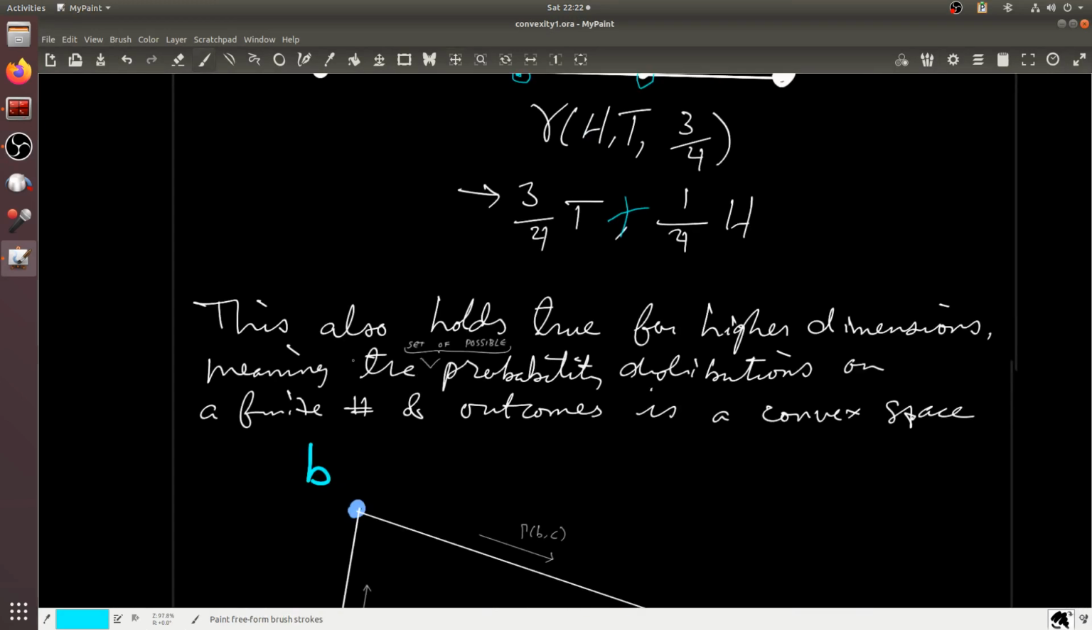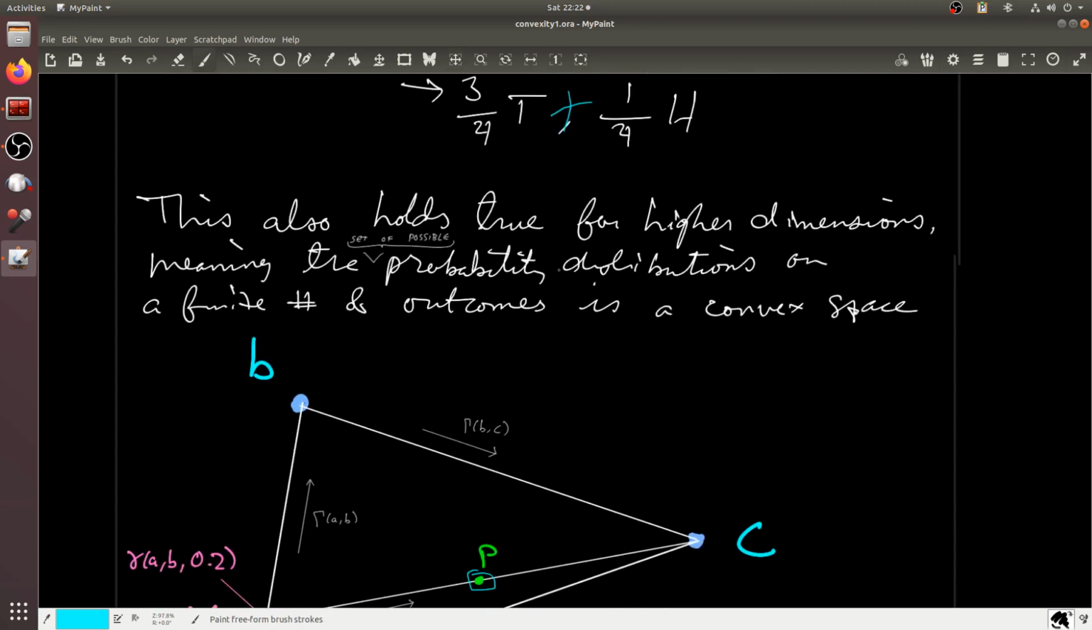Anyway, so this also holds true for higher dimensions, meaning the set of probability distributions on a finite number of outcomes is a convex space. For example, if your outcomes were the alphabet, you want a probability distribution on the letters. The set of letters doesn't have any geometry to it, it's not like a vector space. However, the probability distribution on 26 letters is a well-defined shape. That is a 26-pointed simplex, which lies in 25-dimensional space.